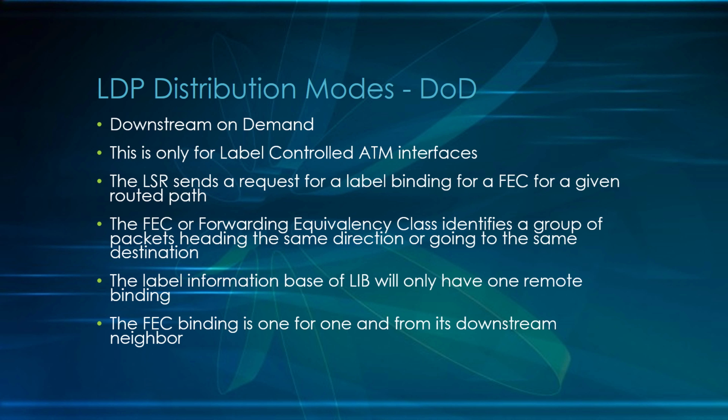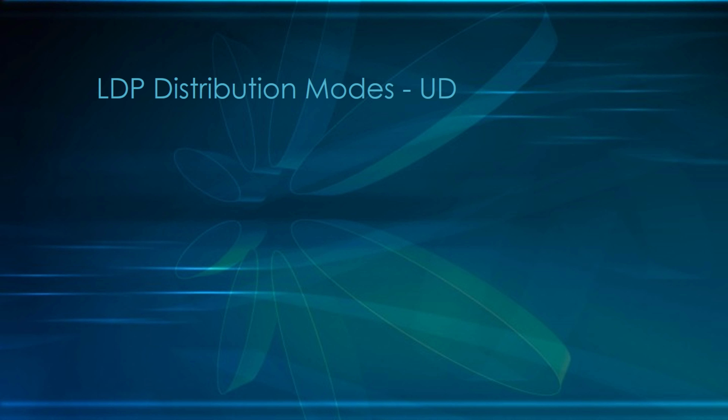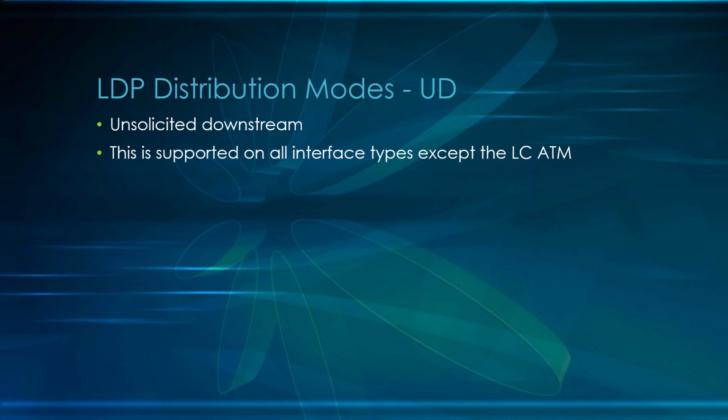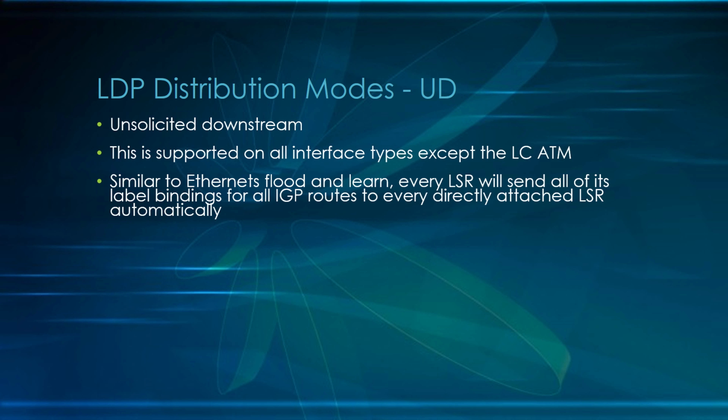So I'm asking for the actual information that I need, and not unsolicited downstream, which means that I am going to advertise everything. This is supported on all interfaces except for label controlled ATM. This is what they refer to as unsolicited downstream. This is what we will be running, because basically it's similar to Ethernet flood and learn, where every LSR will send all of its label bindings for all IGP routes to every directly attached label switch router automatically.